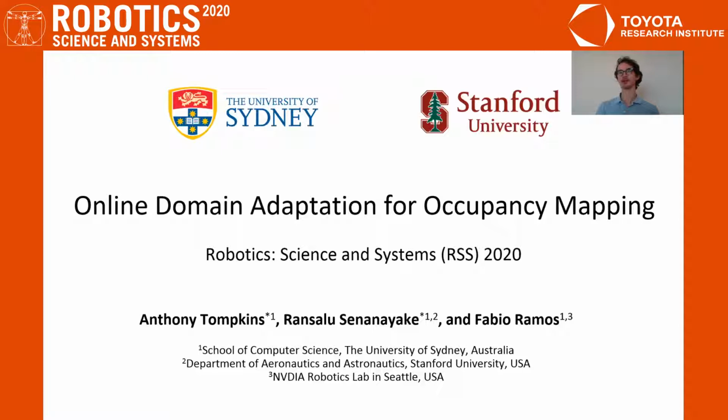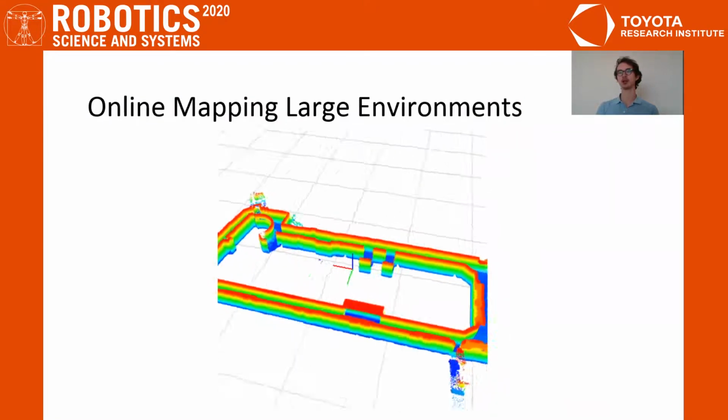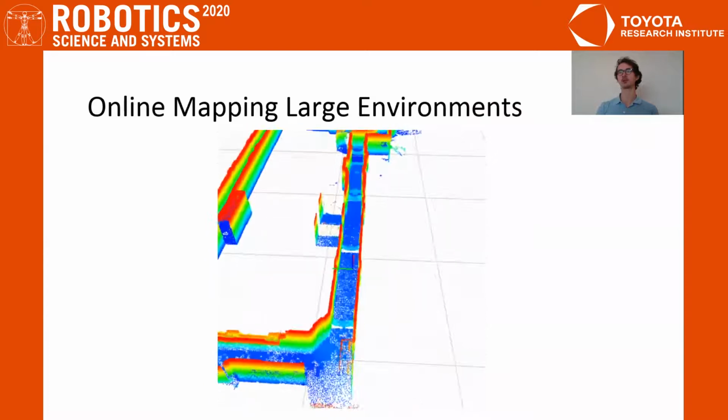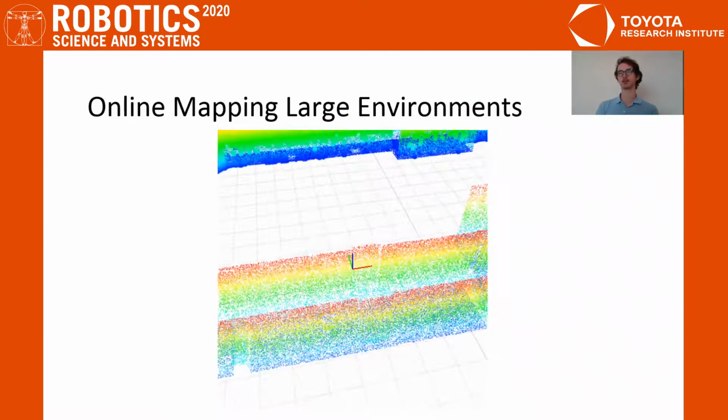In this talk, I'll discuss how to quantify uncertainty of occupancy in large-scale unstructured environments by adapting pre-learned parameters to new domains. Consider the problem of estimating which areas are occupied and which are navigable using a LIDAR point cloud. Let's focus on a small part of the environment.